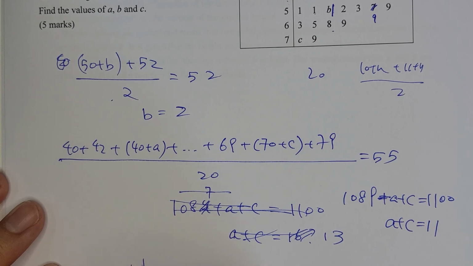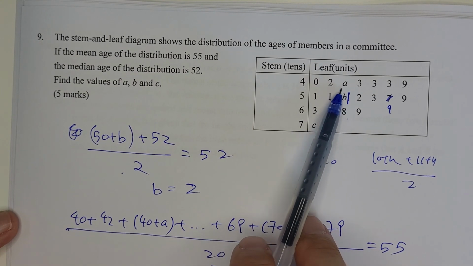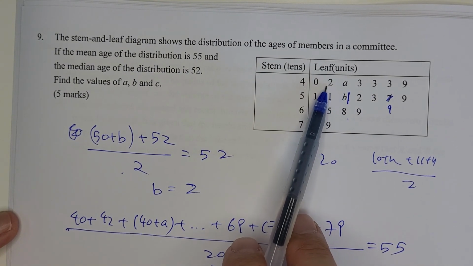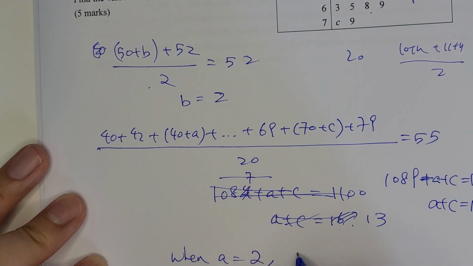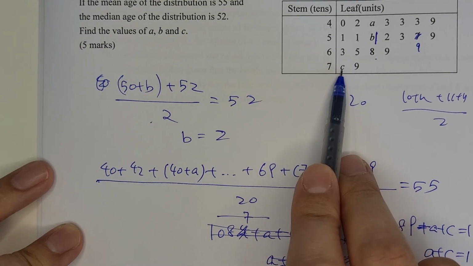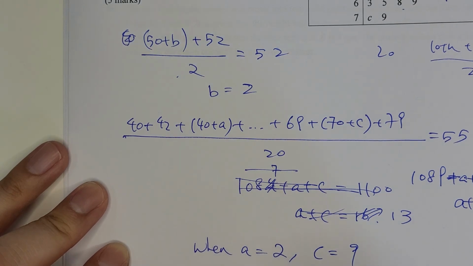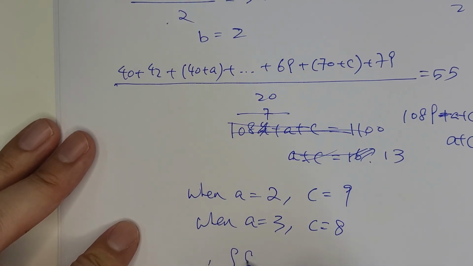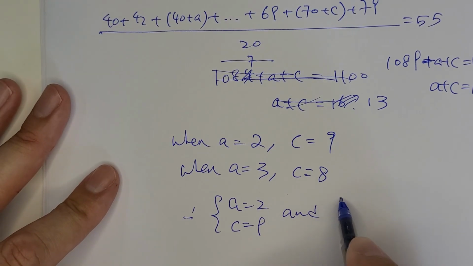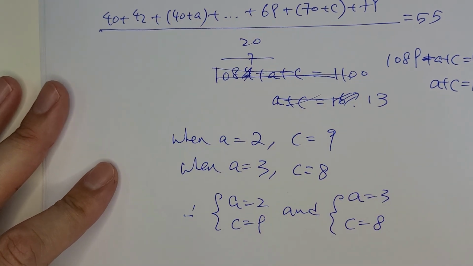When A, the minimum value is 2, because in this range, A cannot be less than 2 or greater than 3. So A is either 2 or 3. When A equals 2, then C will equal 9. Okay, it's possible because C should be less than or equal to 9. When A is 3, then C is 8. It's also possible. Therefore, the final answer: A equals 2, C equals 9, that's the first solution. And the second solution, A equals 3, C will equal 8. That's the second solution, okay?